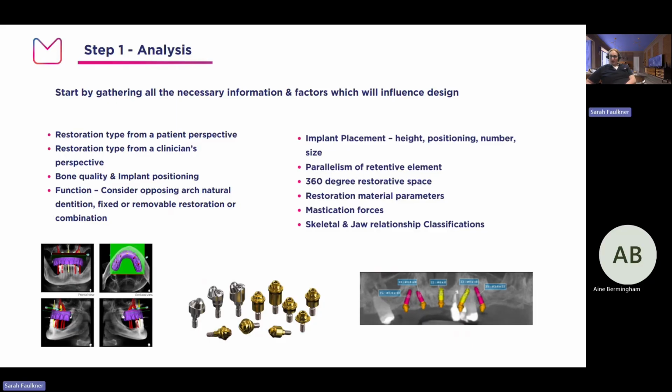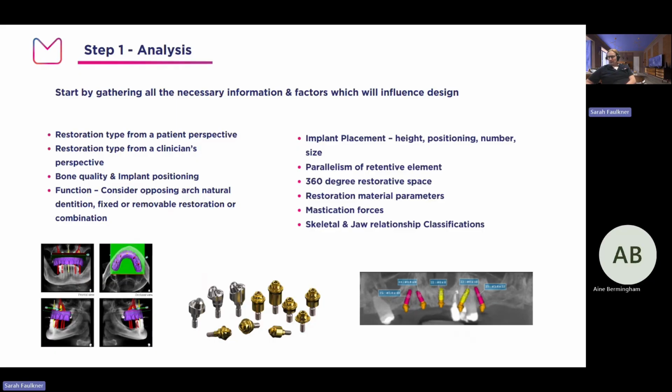So these are the things you would be looking at: the bone quality, the possible implant placing. We've got to look at function as well. So we've got to consider what is in the opposing arch, so if it's fixed or mixed dentition, things like that, because that will ultimately have a huge bearing on the actual or possible displacement of the opposing arch as well. So that restoration.